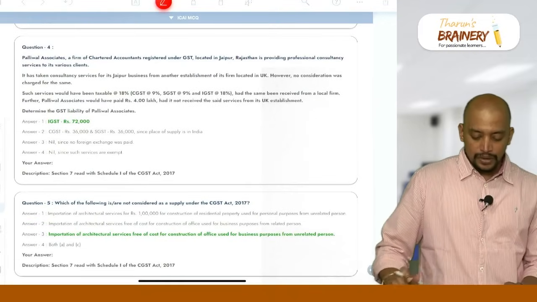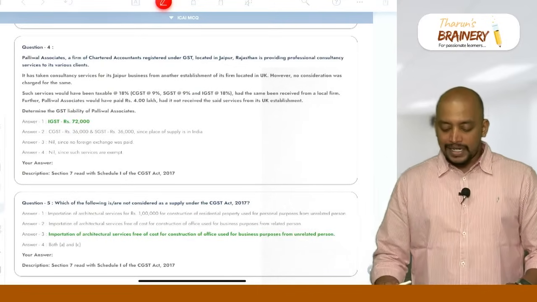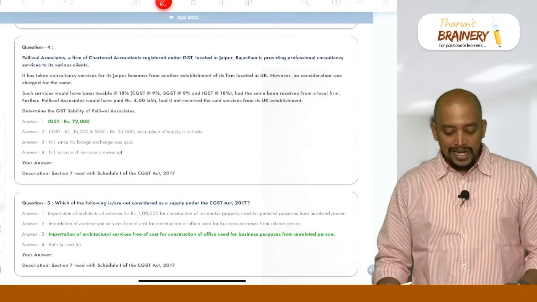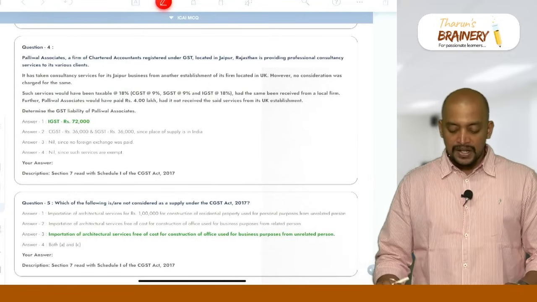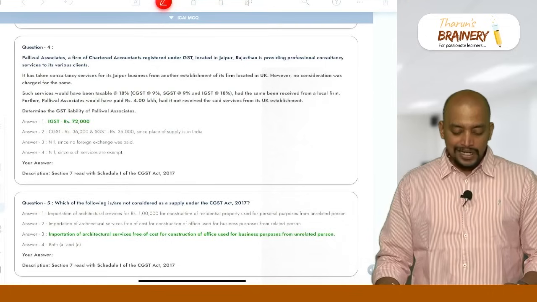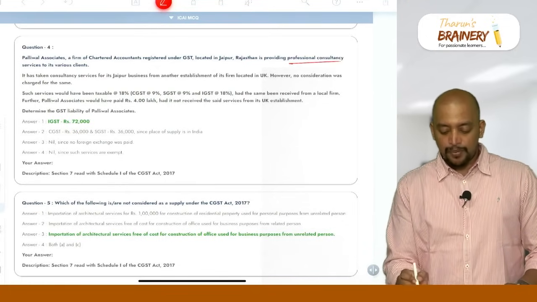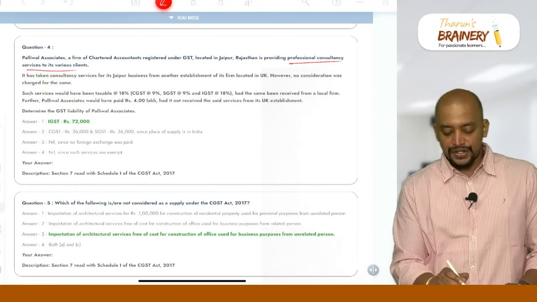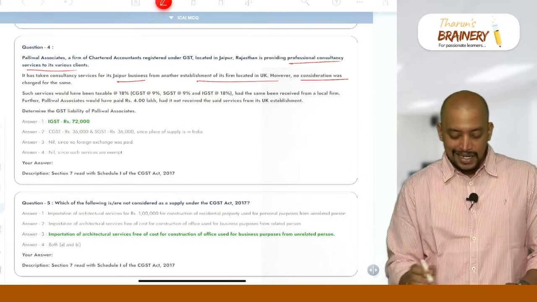Then question number 4. Paliwal Associates, a firm of chartered accountants registered under GST located in Jaipur, Rajasthan, is providing professional consultancy services to its various clients. It has taken consultancy services for its Jaipur business from another establishment of its firm located in the UK. However, no consideration was charged for the same.